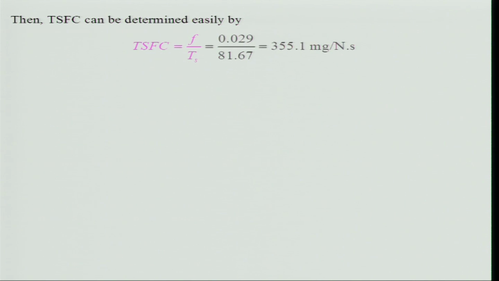So, TSFC can be evaluated as F divided by Ts, 0.029 divided by 81.67, and you will get 355.1 milligram per Newton per second.